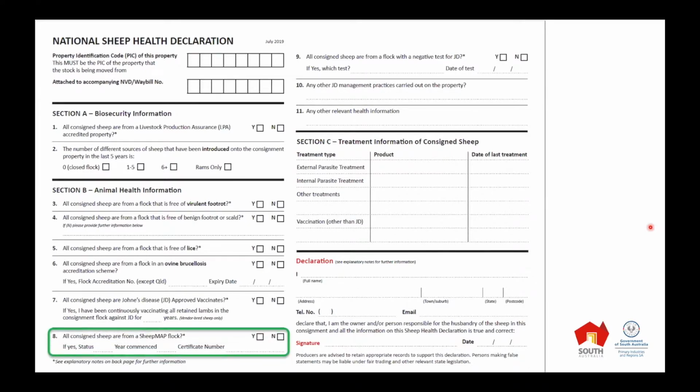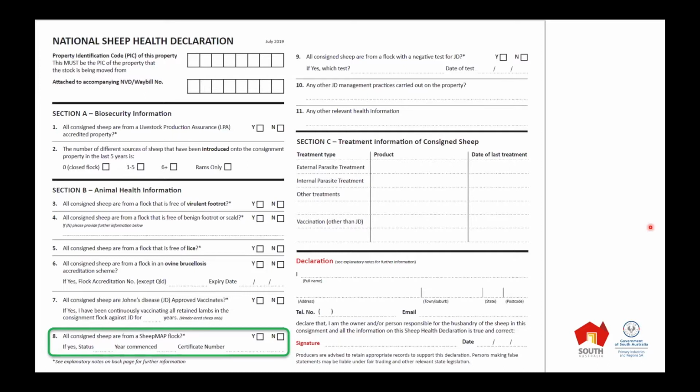So the first one there is whether they're from a SheepMAP flock. And SheepMAP flocks are those that have those MN1, 2 and 3 statuses, and they've all done quite a lot of rigorous testing and auditing by a private vet to certify them to a high level of assurance that lice is not on the place.